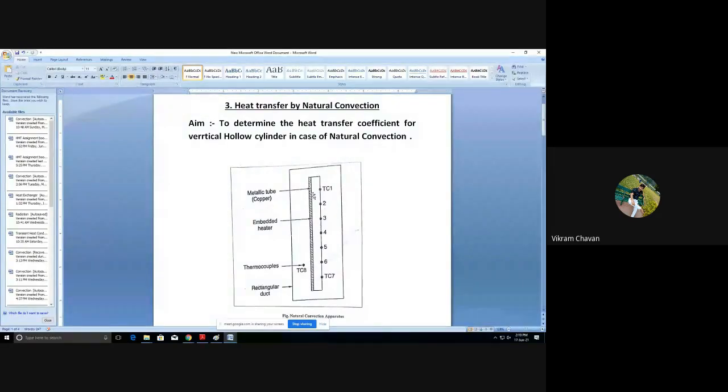So the heat source is the heater for this hollow cylinder, and it will generate heat inside that tube. That heat will be transferred to the surface of the hollow cylinder. Over this surface, we have placed seven thermocouples.